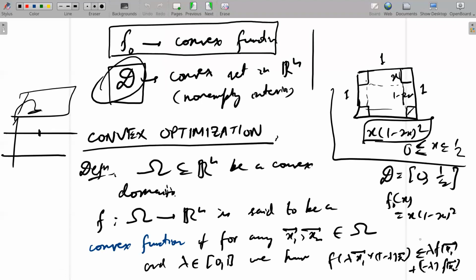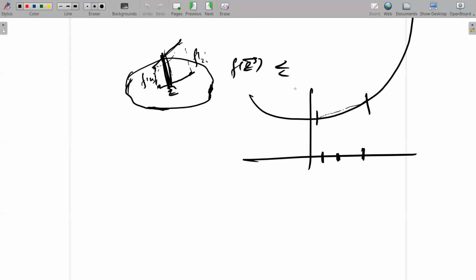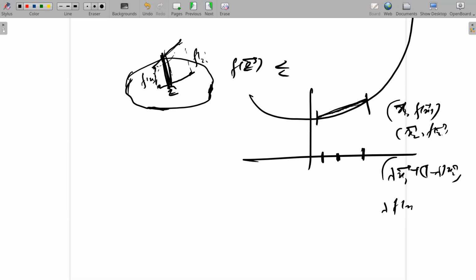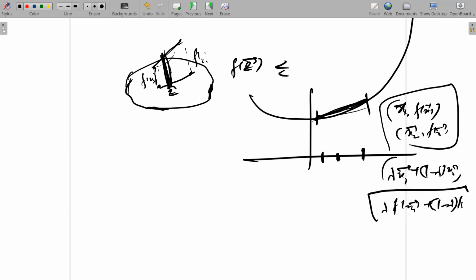Note that the right-hand side, lambda f(x1) + (1 - lambda) f(x2), essentially represents this line. It's all convex combinations of (x1, f(x1)) and (x2, f(x2)). If I take a convex combination of these, I get lambda x1 + (1 - lambda) x2, then lambda f(x1) + (1 - lambda) f(x2). So this is a convex combination of these two points in the graph, representing this line segment that always lies above the curve. Which would mean that the quantity lambda f(x1) + (1 - lambda) f(x2) is bigger than or equal to f(lambda x1 + (1 - lambda) x2).